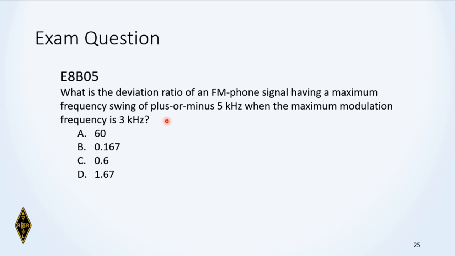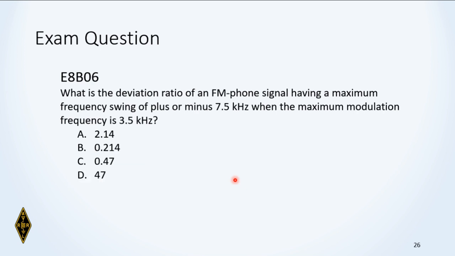I heard C from somebody. D. All right, so 5 divided by 3 is a little bit less than 2. So you could estimate that, or you could whip out your calculator and do 5 divided by 3 to get the 1.67. So all three of those, if you see any of them, you'll know how to do.